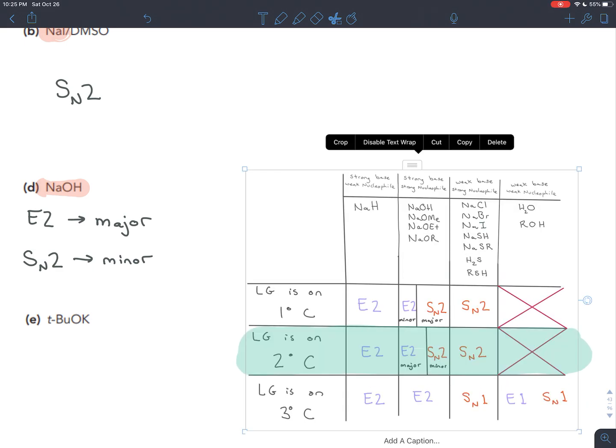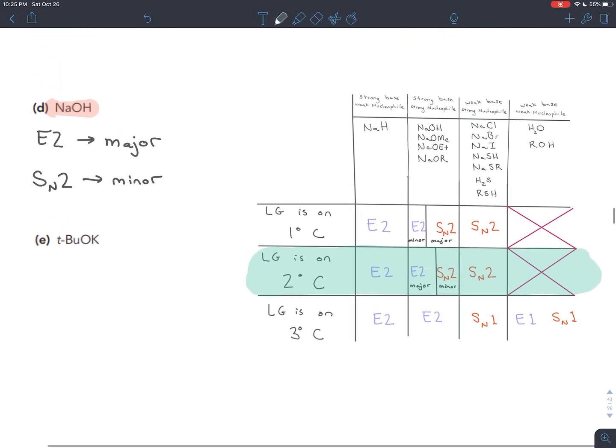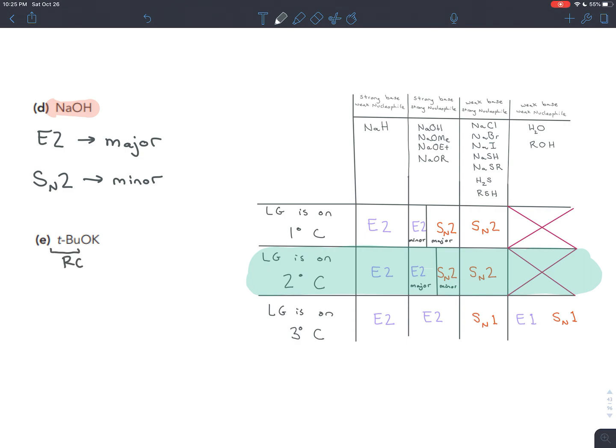In this next one, we have potassium tert-butoxide, t-BuOK. And for t-BuOK, this is really an R group. So this is R, O, and then we have a metal. Here it's potassium, but it could just as well be sodium. So you could see that that's really NaOR. That's a strong base and a strong nucleophile.